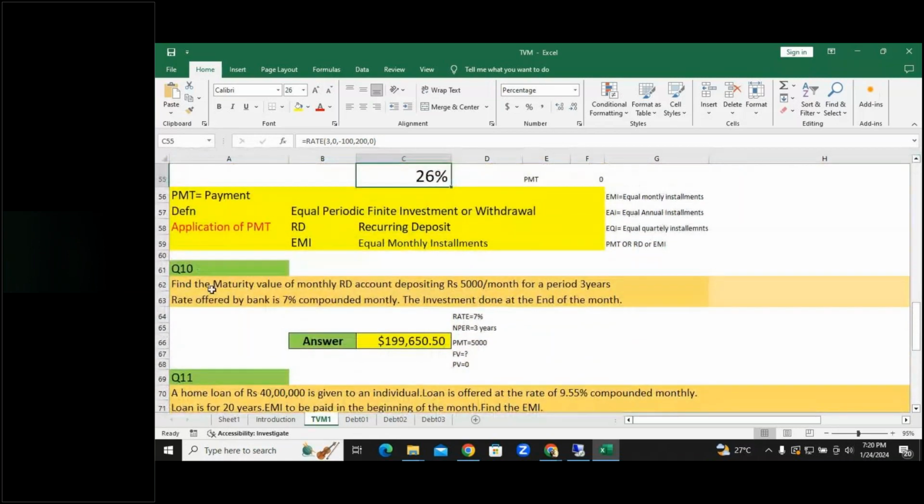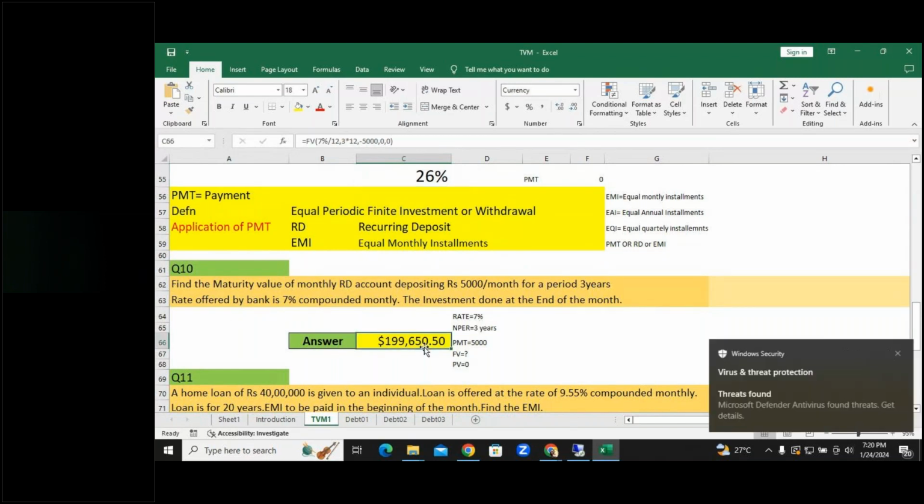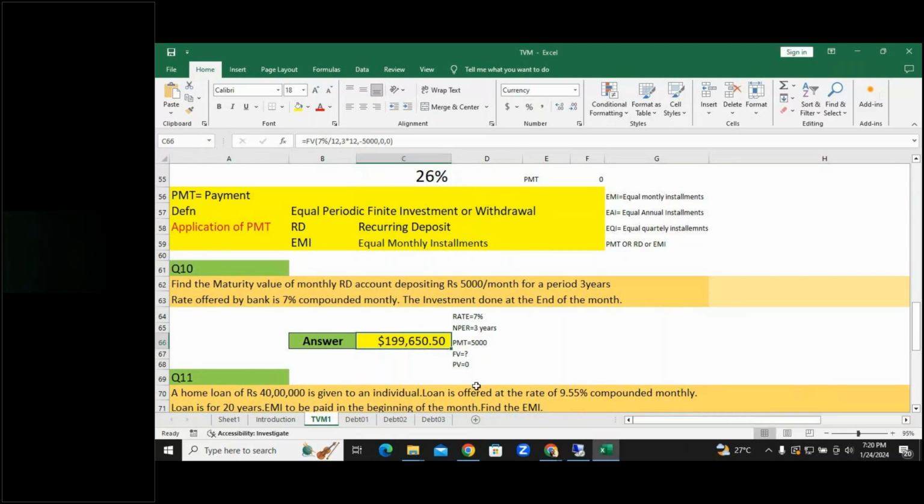Find the maturity value of monthly RD account depositing rupees 5,000 per month for a period of 3 years. Rate offered by the bank is 7% compounded monthly. The investment is done at the end of the period. Okay. So here what I need to find is maturity value.